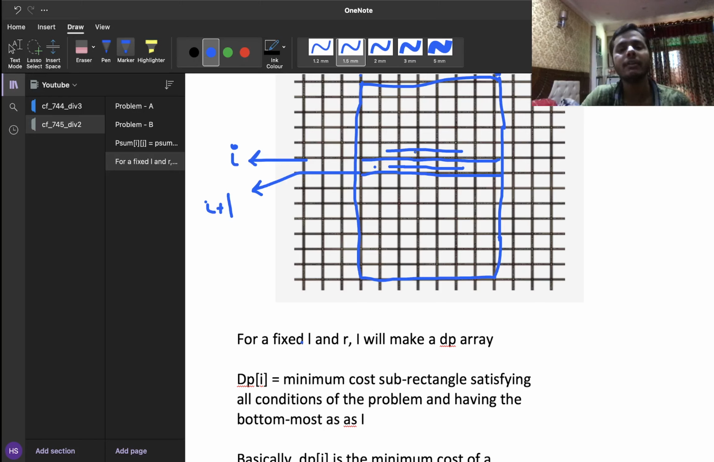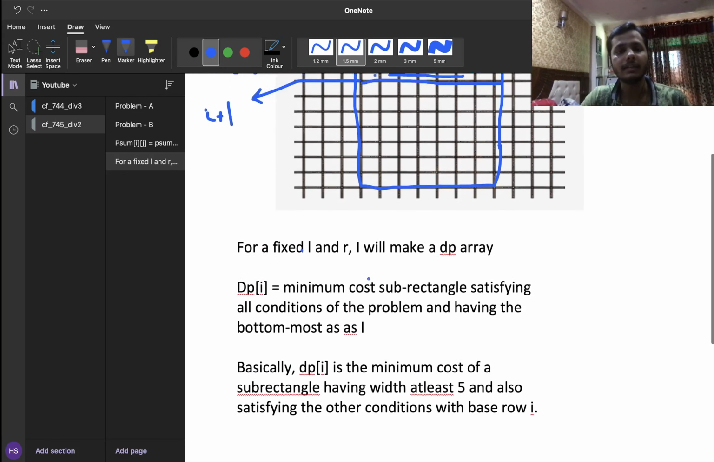So that rectangle was already being considered in dp of I, and the only rectangle which was not considered in dp of I was a single rectangle having a width of 5 and having an endpoint at I plus 1. Okay, so that's one thing.